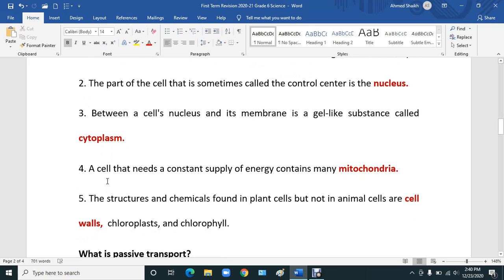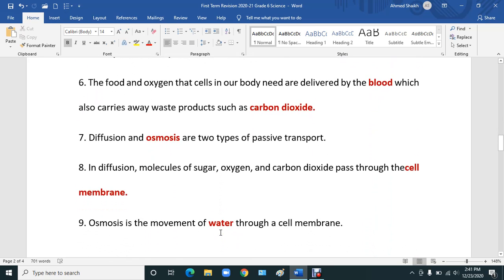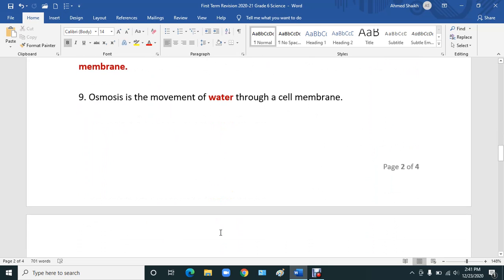Likewise, here, a cell that needs a constant supply of energy contains many mitochondria, and the structures and chemicals found in plant cells but not in animal cells are cell walls, cytoplasm and chlorophyll. Likewise, we are going to answer the remaining sentences.